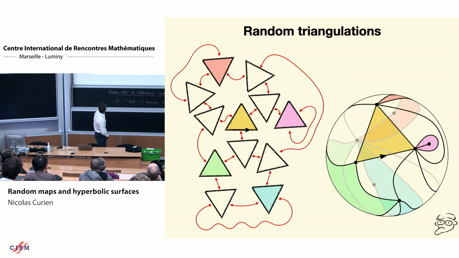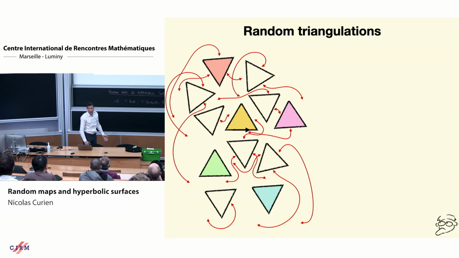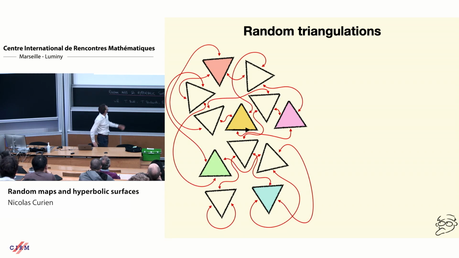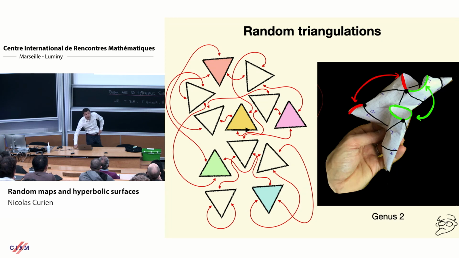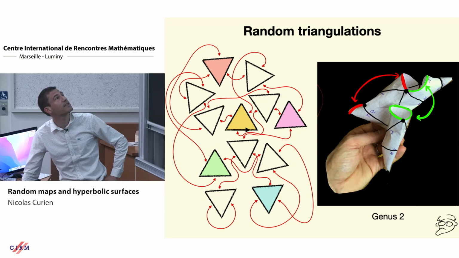Well, it's kind of easy to see because those arrows are not crossing. But in general, if you do a random gluing of, I don't know, 10 or 12 triangles, then you will get a much more complicated pattern. And the shape that you will get, the manifold that you will get out of this gluing, will not be planar, will not be a sphere.